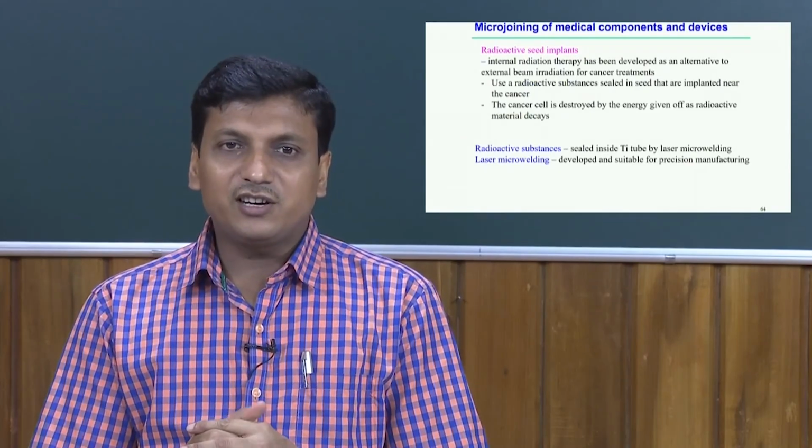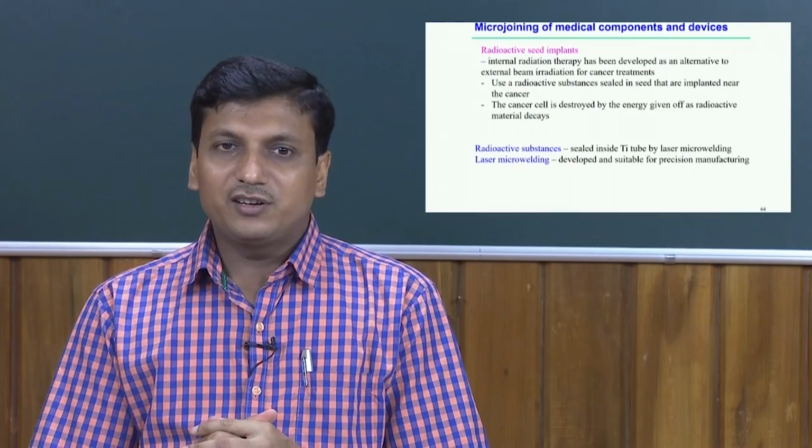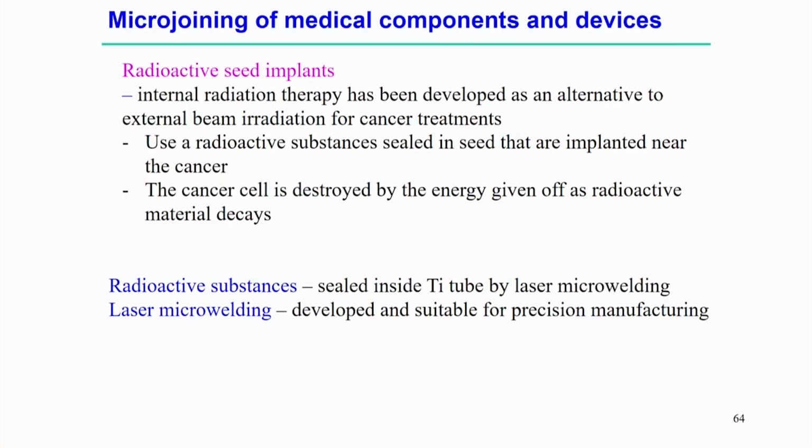Maybe see the other, radioactive seed implant. That is also one kind of radiation therapy that has been developed as an alternative to the external beam irradiation for cancer treatment basically. So in this case we use a radioactive substance sealed in a seed, and it is necessary to implant it near the cancer. In this way the cancer cell is destroyed by the energy given off by the radioactive material.